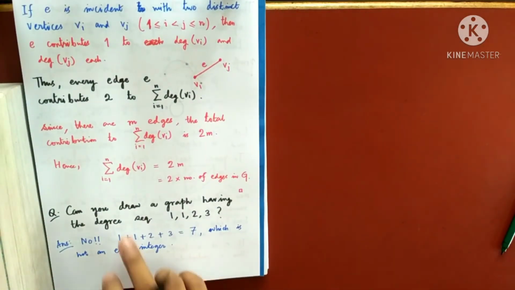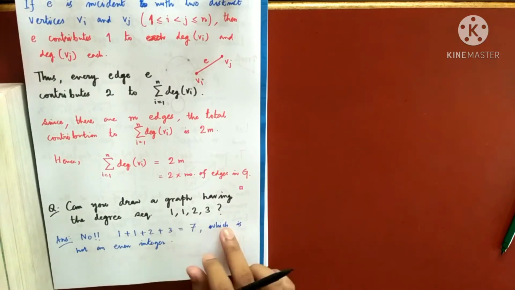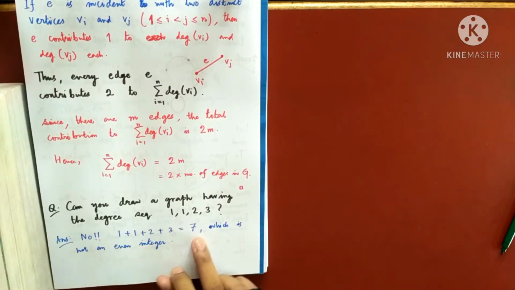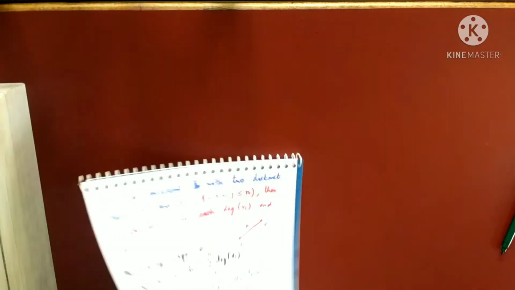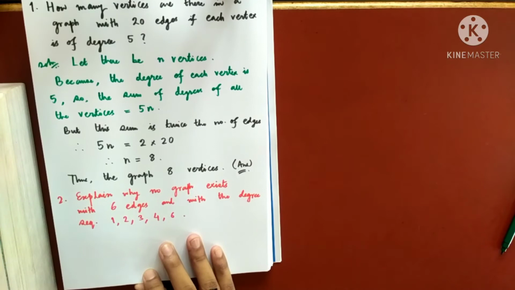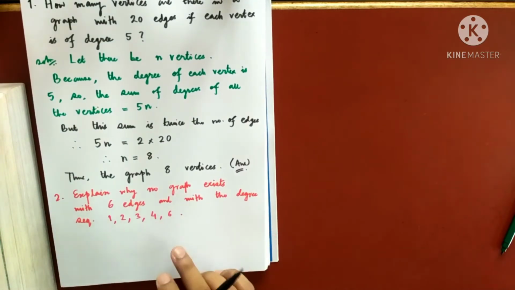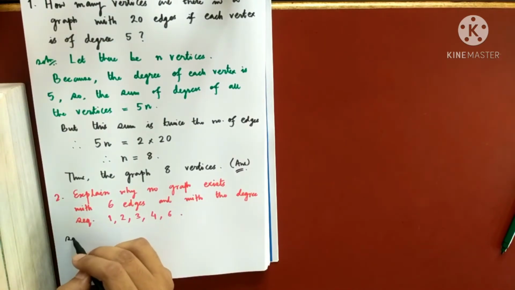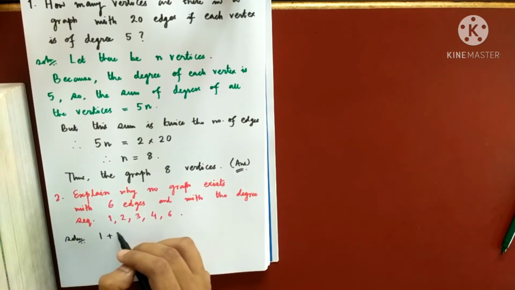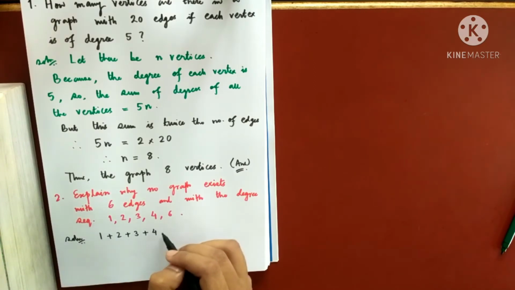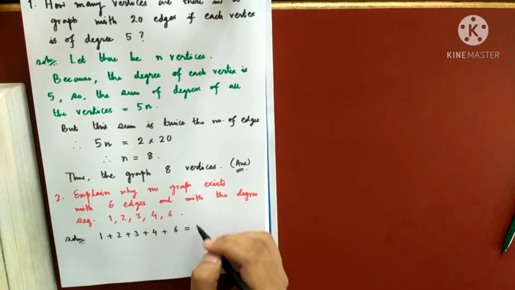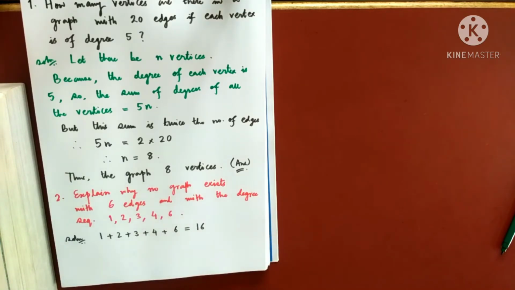Can you draw a graph having such a degree sequence with an odd sum? The answer is no, because the sum should be an even number, using the theorem. Here it's already even, but the solution is like this. What is 1 plus 2 plus 3 plus 4 plus 6? That equals 16. Can you tell me why this graph cannot exist having this degree sequence and 6 edges? The answer is very simple.